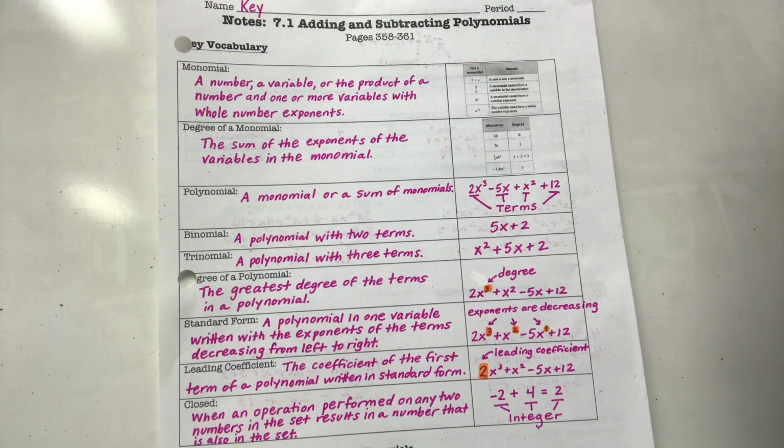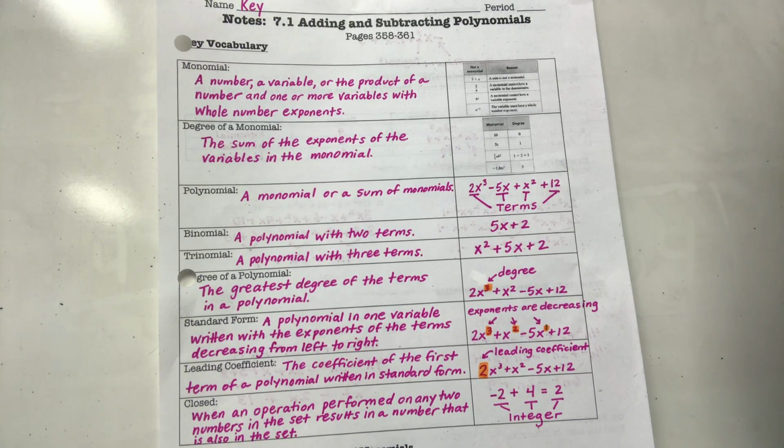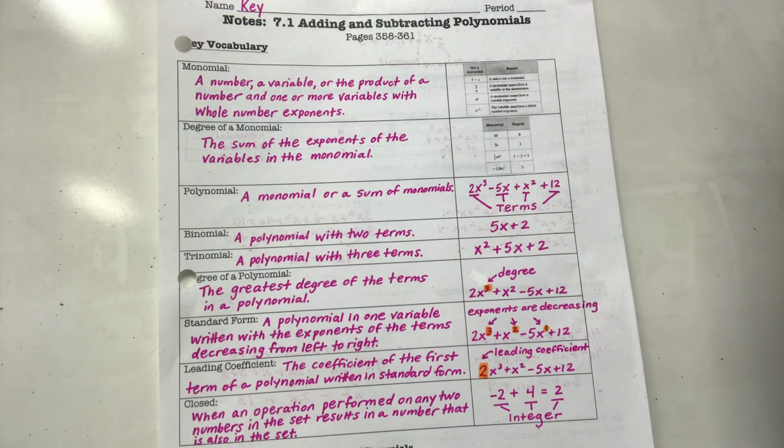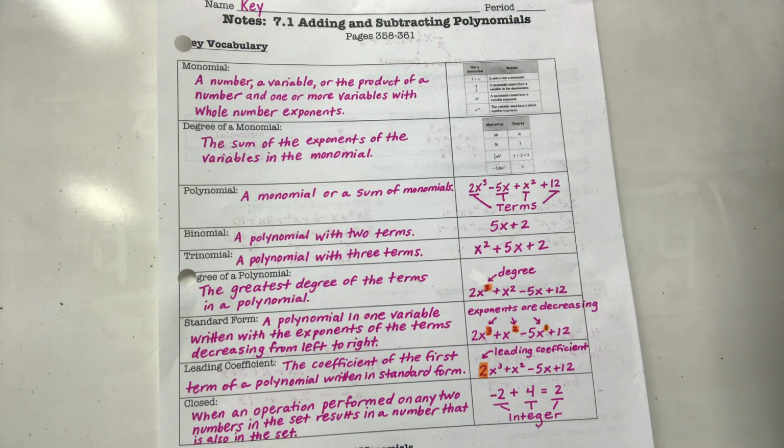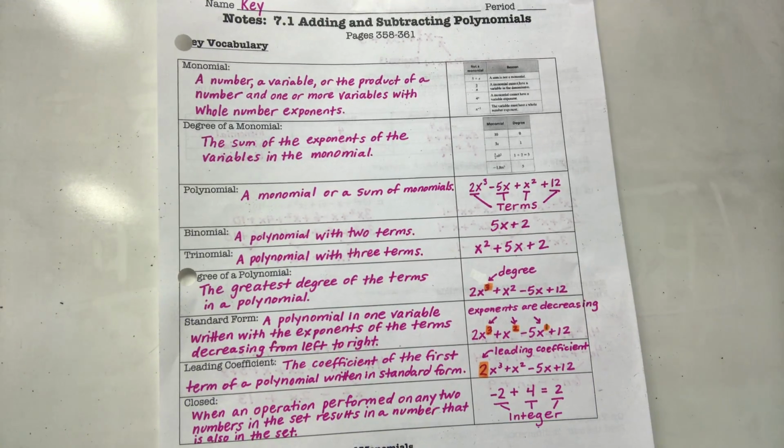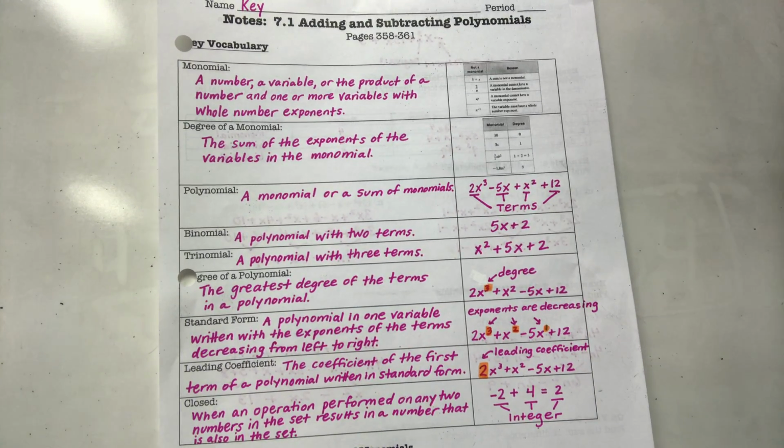A monomial cannot have a variable in the denominator. A monomial cannot have a variable for an exponent. The variable must be a whole number exponent, which excludes negative exponents. The degree of a monomial is the sum of the exponents of the variables in the monomial.